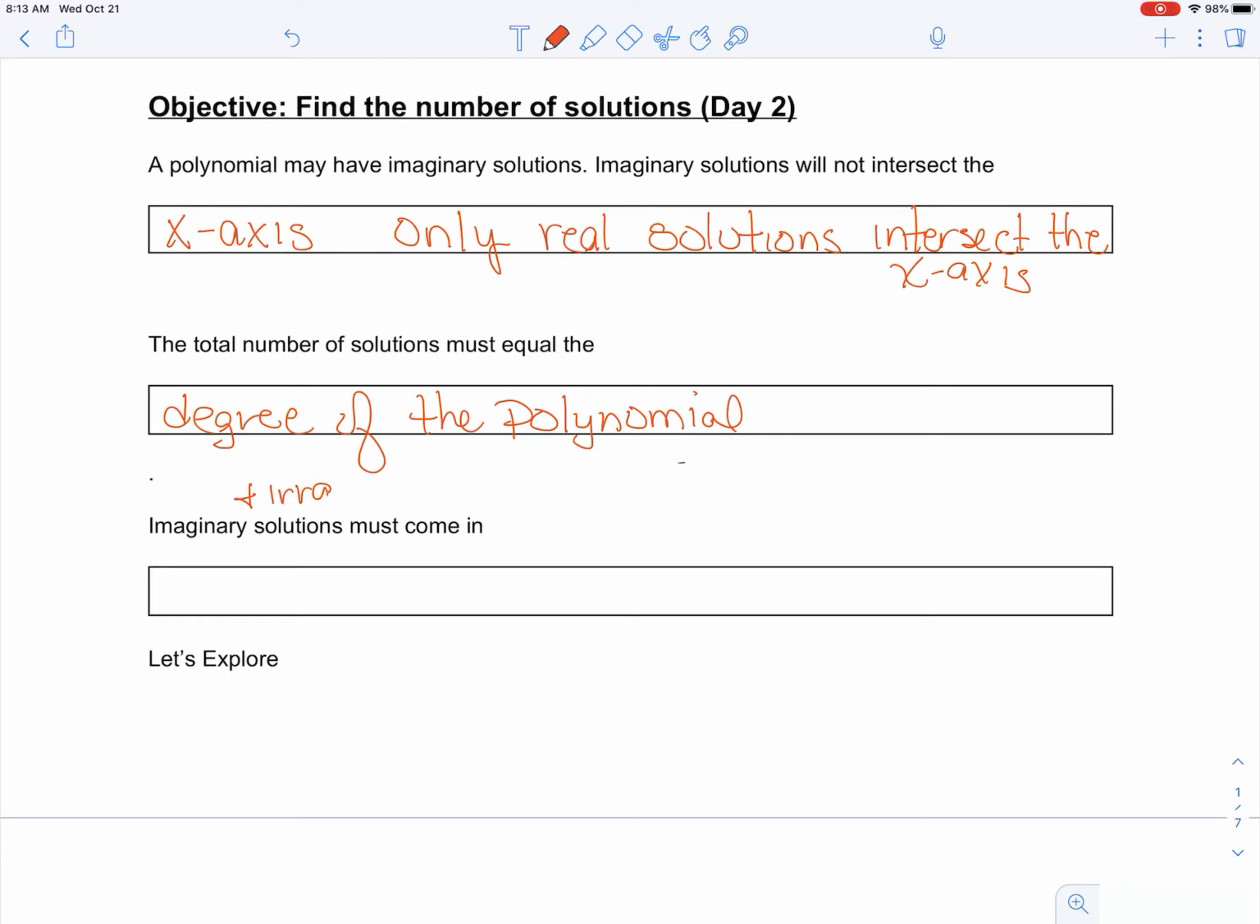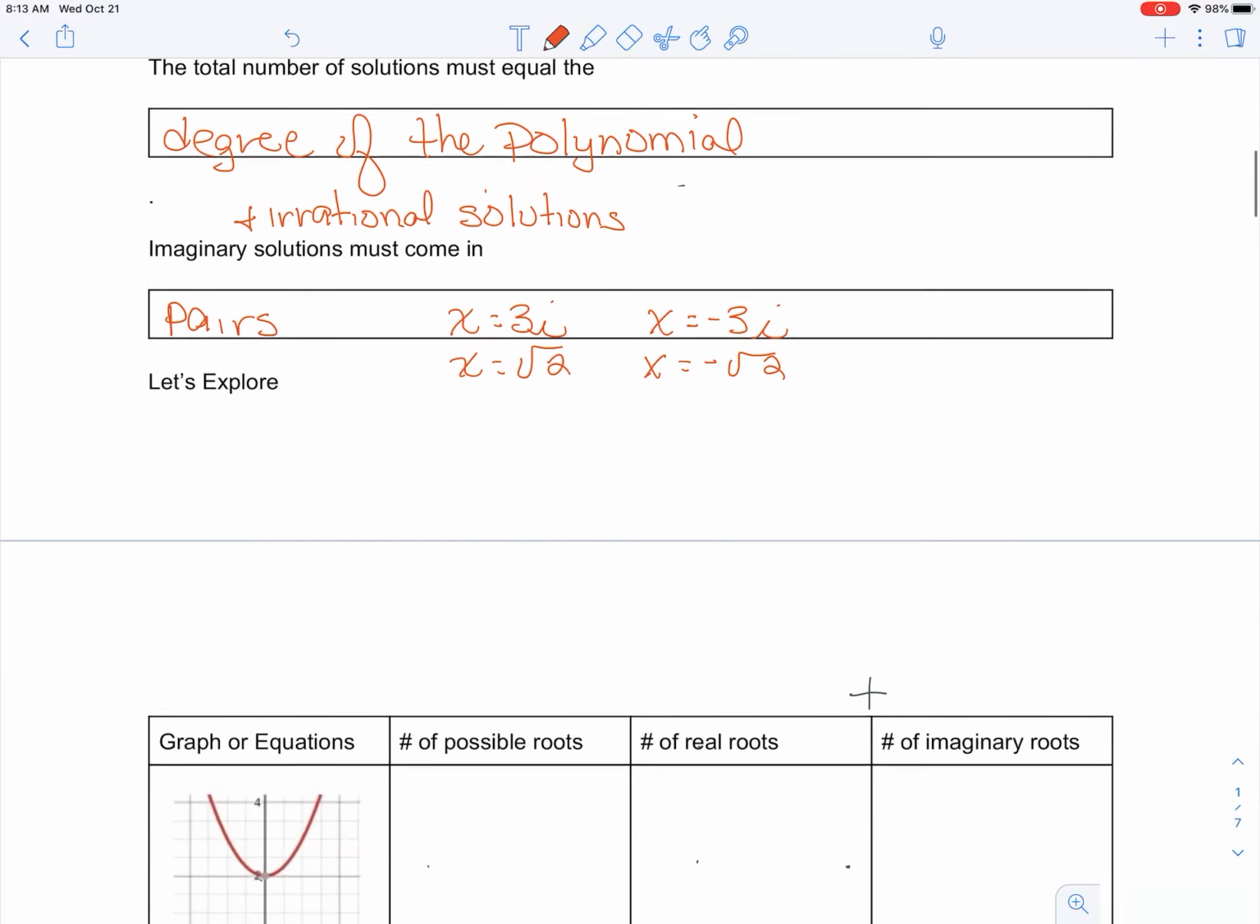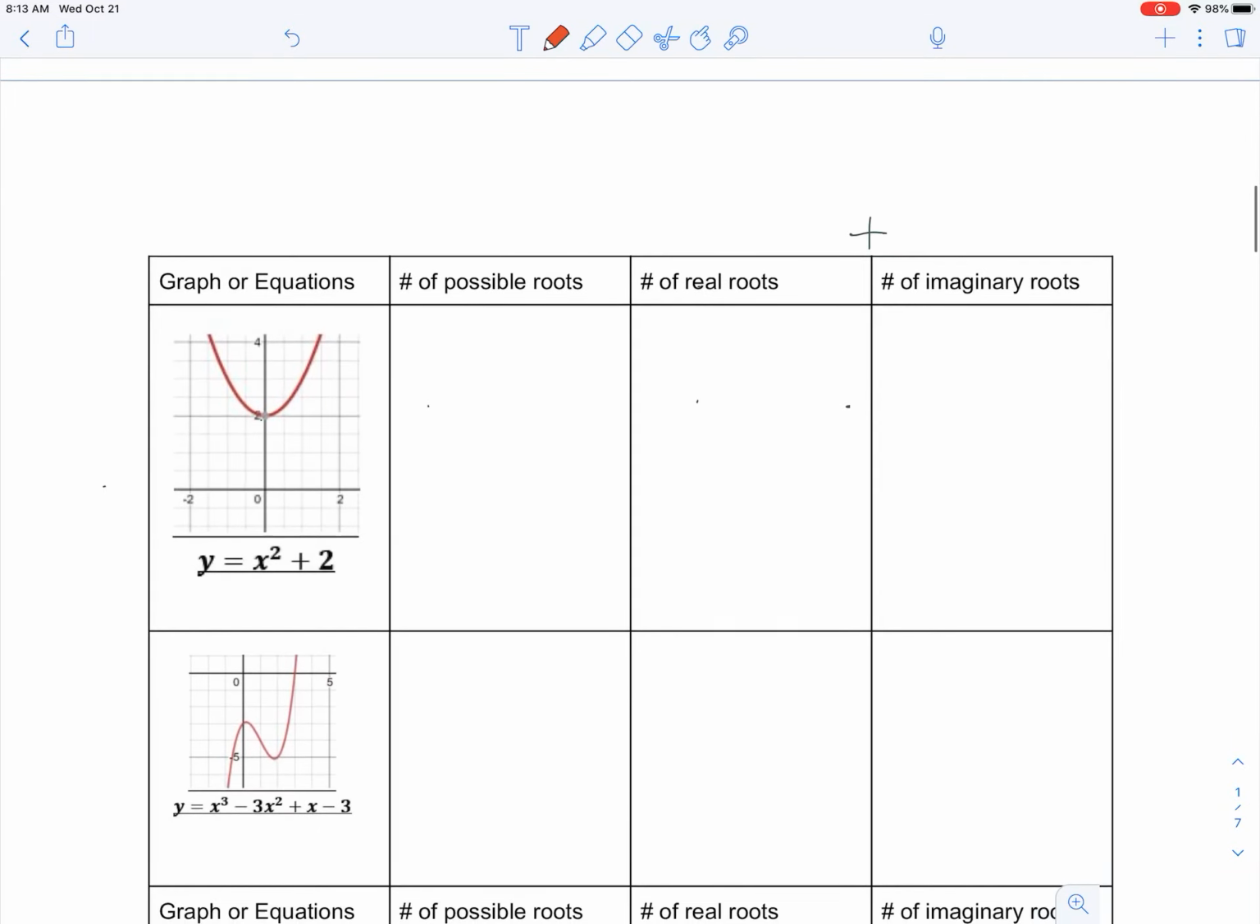And imaginary solutions, and I'm going to say imaginary solutions and irrational solutions, must come in pairs. So in other words, if a solution is x equals 3i, then it also has to have a solution x equals negative 3i. If we have a solution x equals radical 2, then we also have to have the solution x equals negative radical 2. Okay? So let's explore that.